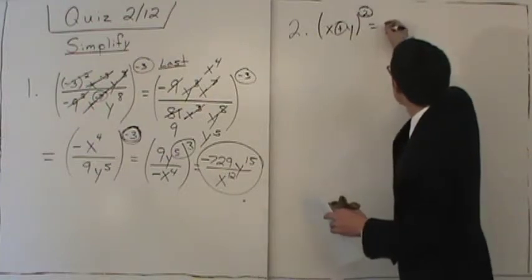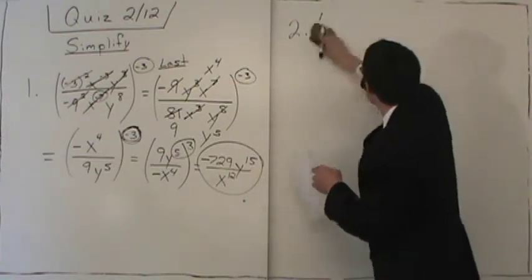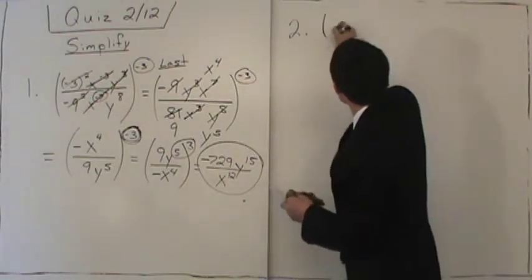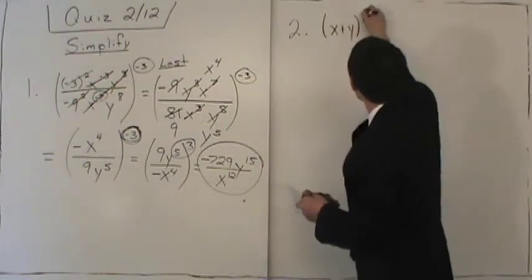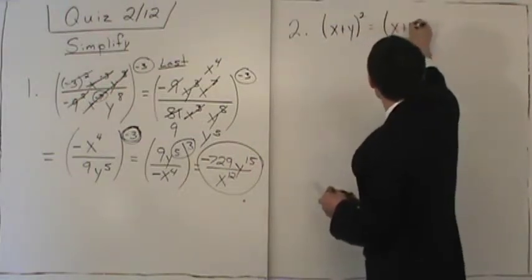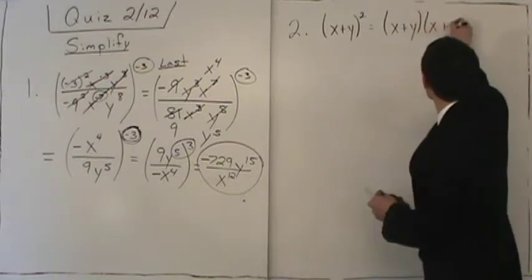We write this twice. So what does x plus y quantity squared mean? It means x plus y multiplied by quantity x plus y.